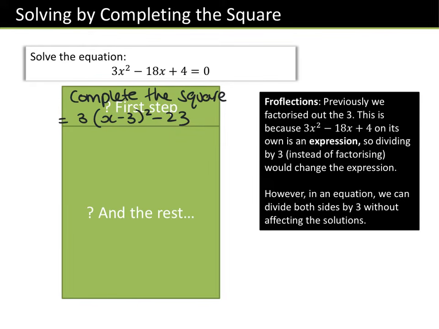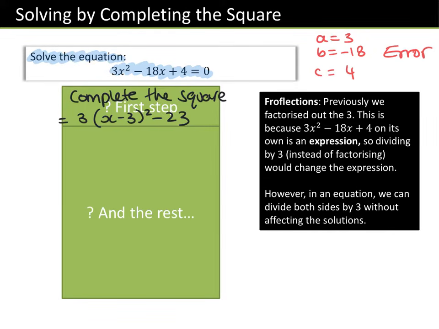Now it says solve the equation. This is where it's a bit different. Solve the equation, and here's the equation. And it equals 0. We have to solve this. Now, the reason why we have to solve this equation by completing the square is because if you try this into your calculator, your A equals 3, your B equals minus 18, and your C equals 4. Try that into your calculator using the solving the equation button, and it will come up as error.